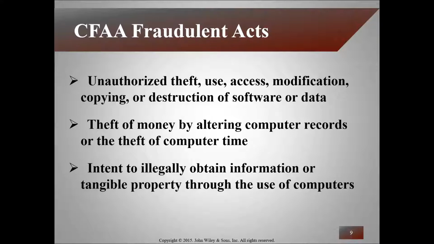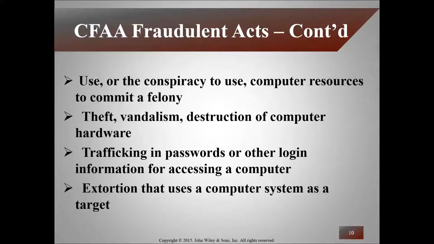Intent to illegally obtain information or tangible property through the use of computers. Also, use or the conspiracy to use computer resources to commit a felony. Theft, vandalism, destruction of computer hardware. Trafficking in passwords or other login information for accessing a computer. Extortion that uses a computer system as a target.